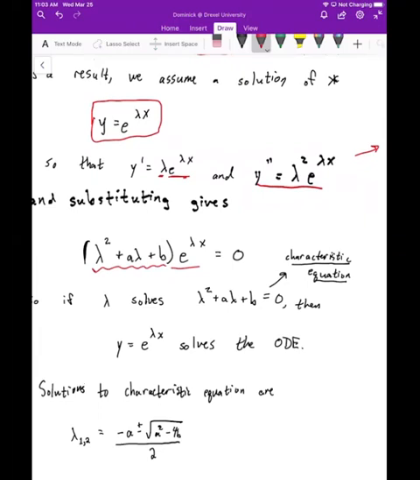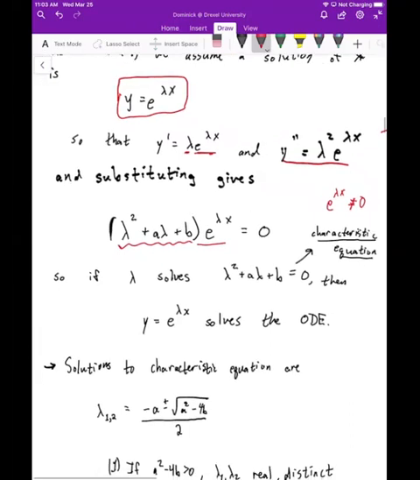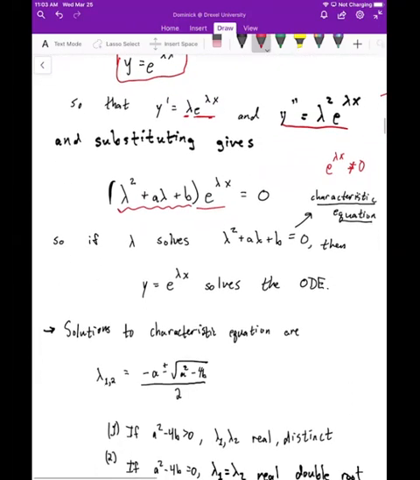Okay, so now, e to the lambda x is never equal to 0, not without taking limits anyway. So what that reduces to is that we want to look for roots of this polynomial. And if we find a lambda that solves when that polynomial is equal to 0, then y equals e to that particular lambda times x will solve the original ODE.